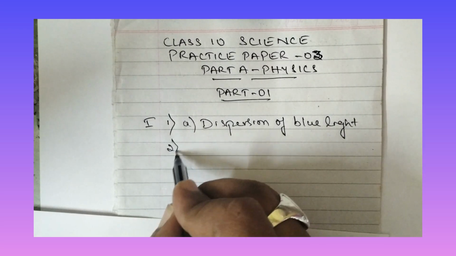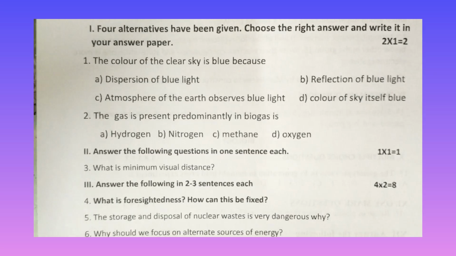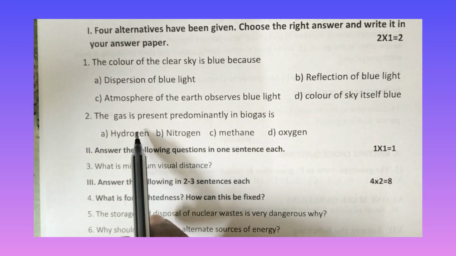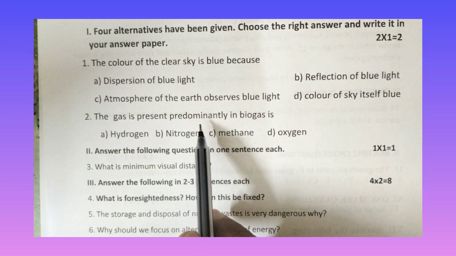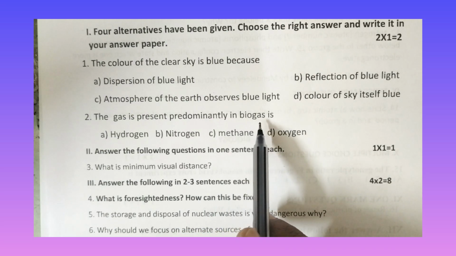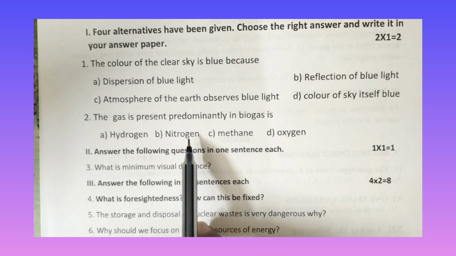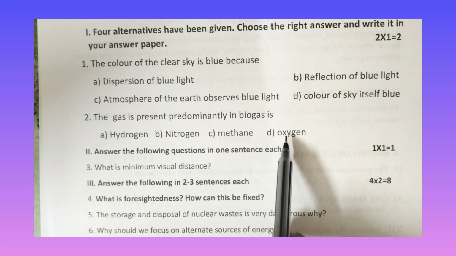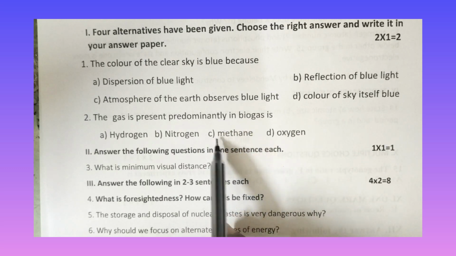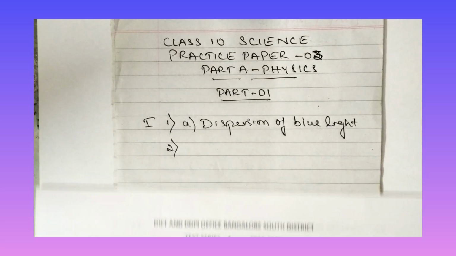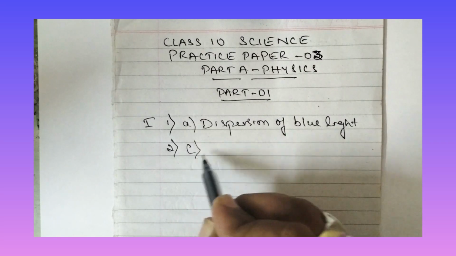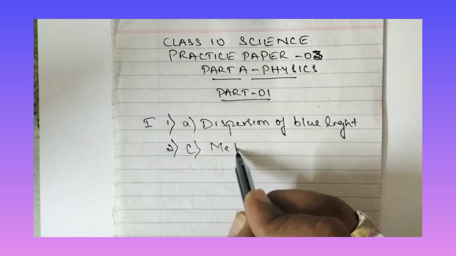So now let us move to the second question. The gas present predominantly in biogas is: hydrogen, nitrogen, methane or oxygen. So among these, the right answer is option C, methane.